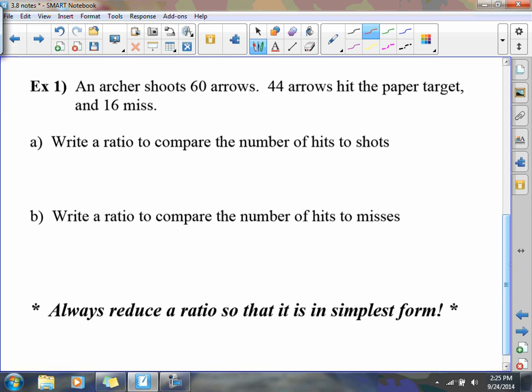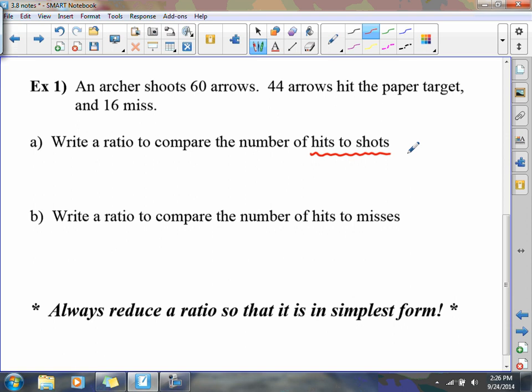So for example 1 here, we're going to talk about our ratios. And here we have an archer, and he or she is shooting 60 arrows. And 44 of the arrows hit the paper target, and 16 miss. So we're going to write a ratio to compare the number of hits to total shots. So right here, that tells us what we're comparing.